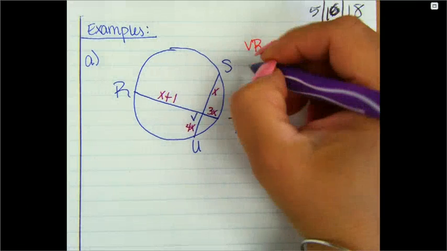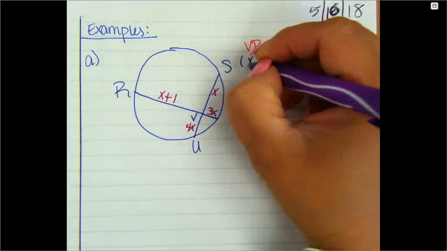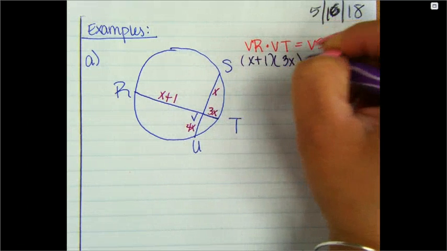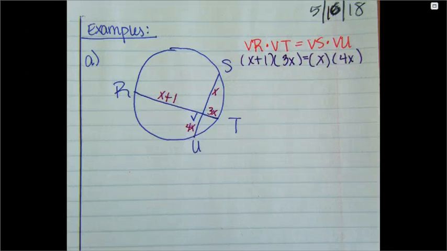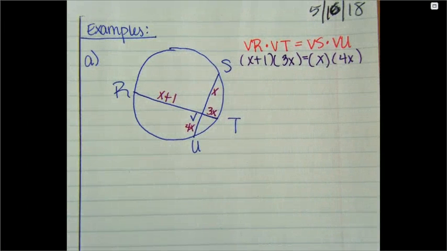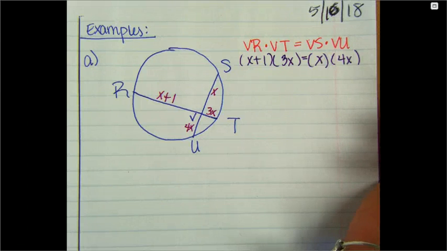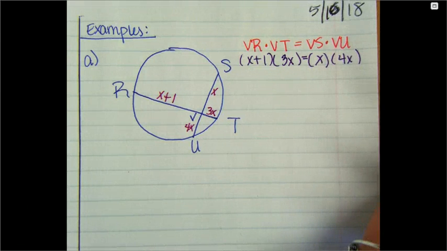All right. What is VR? Good. What's VT? Good. What's VS? And what's VU? Good. How many of you at least did that? Good. All right. Next. What property is this? Distributive property. What are you distributing? 1, 4, 3. What gets distributed?